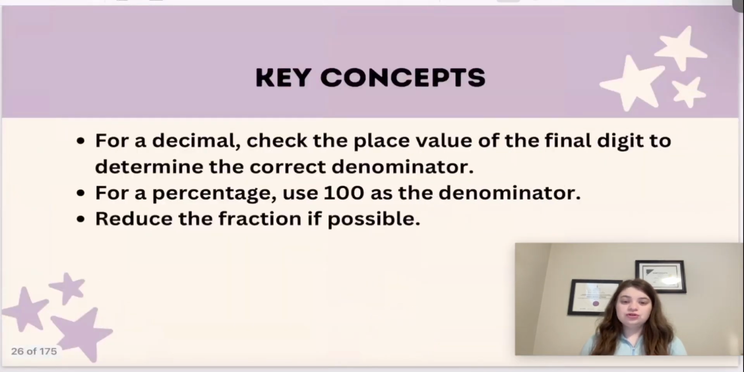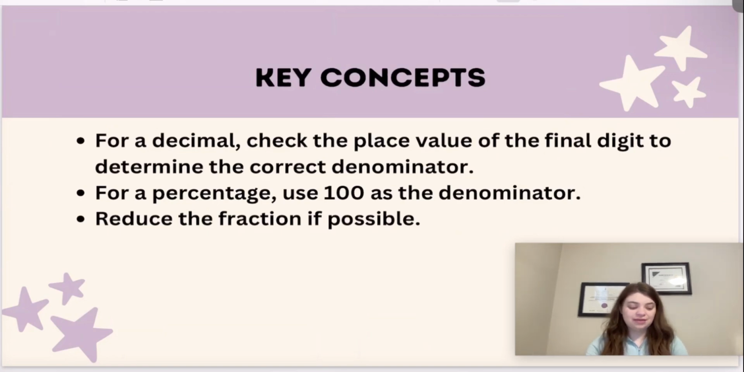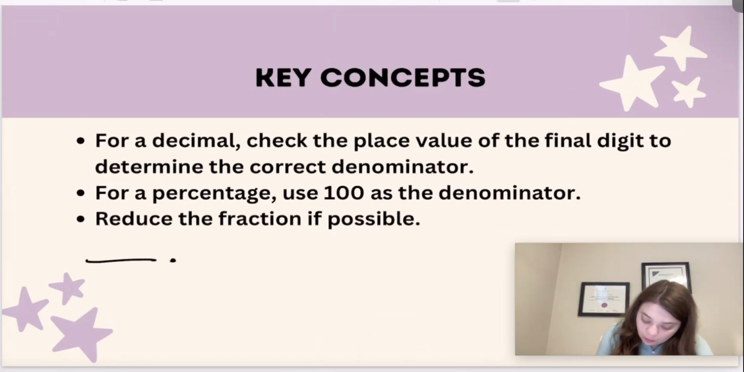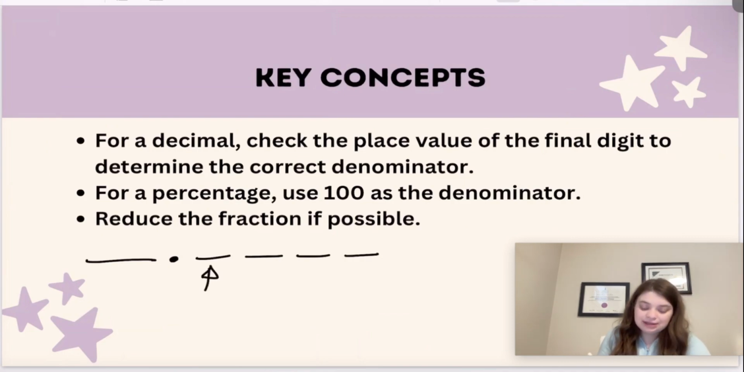So, in order to convert a decimal into a fraction, we need to check the place value of the final digit to determine the correct denominator. I want to get into a bit more detail about what I mean by that. We're going to have a number and then a point and then some other digits potentially. The first digit right after the decimal point is the tenths digit. Therefore, if the final digit is in the tenths place, the denominator would be 10.